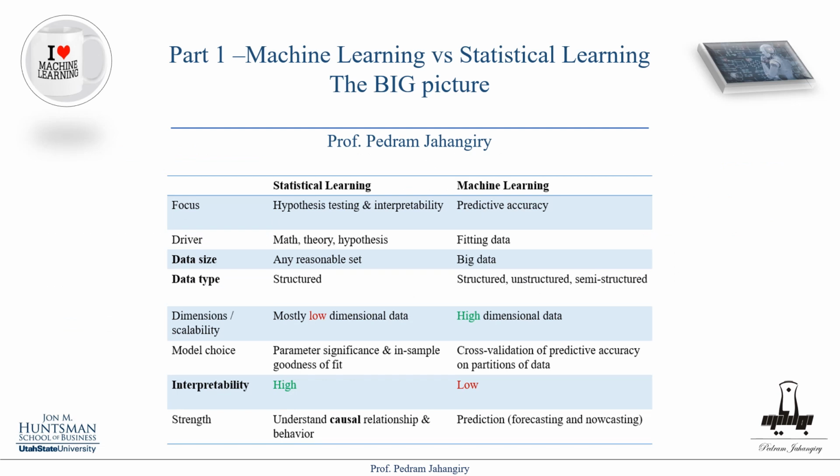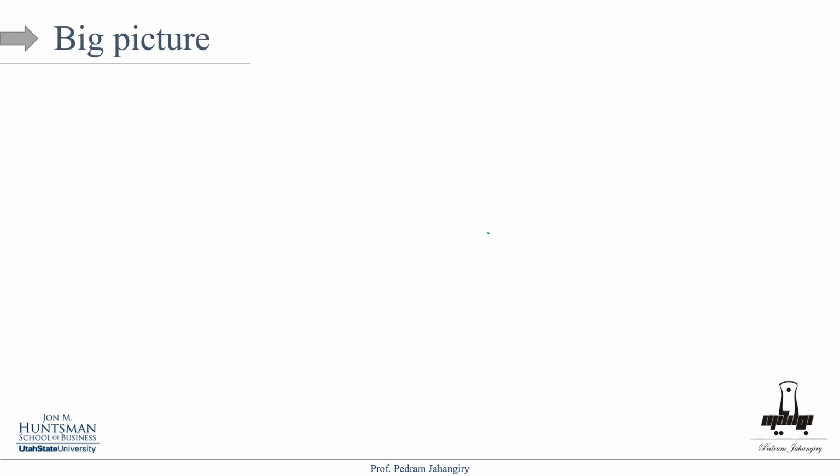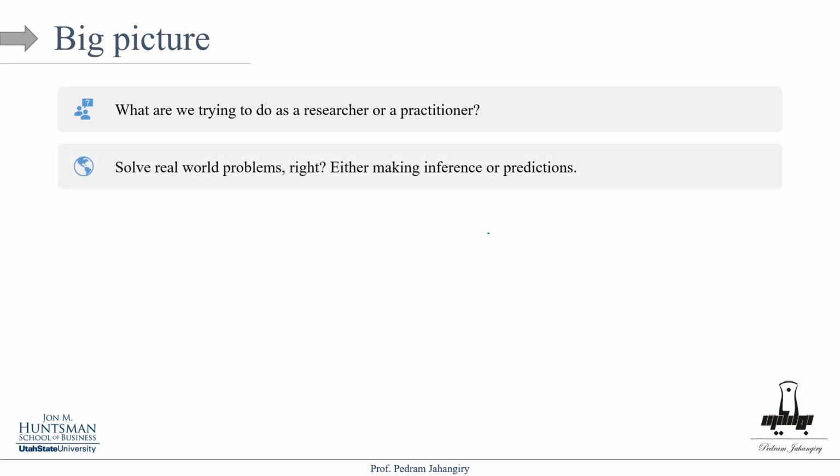Okay, part one, machine learning versus statistical learning, the big picture. In this episode, I'm going to walk you through the difference between the machine learning world and the statistical learning world. Let's begin with the big picture. What are we trying to do as a researcher or a practitioner? At the end of the day, we want to solve some real world problems by answering some specific questions, right? Sometimes we need to make an inference about a bunch of hypotheses, or sometimes we need to simply make predictions. And for those real world problems, sometimes there's a theory, and most of the time there's absolutely no underlying theory.